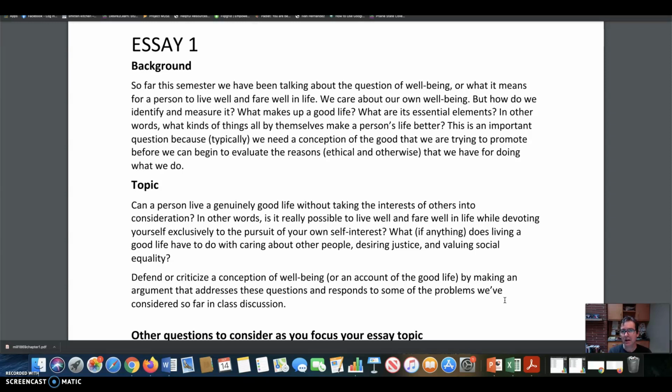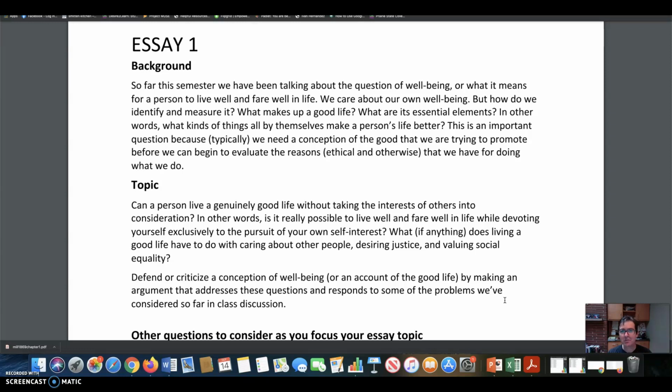One possible answer is nothing. These are two different questions. They go in different directions, right? The pursuit of the good life goes in one direction, and the concern for other people and the desire for justice and social equality goes in another direction, and they conflict with each other. These are two conflicting desires.